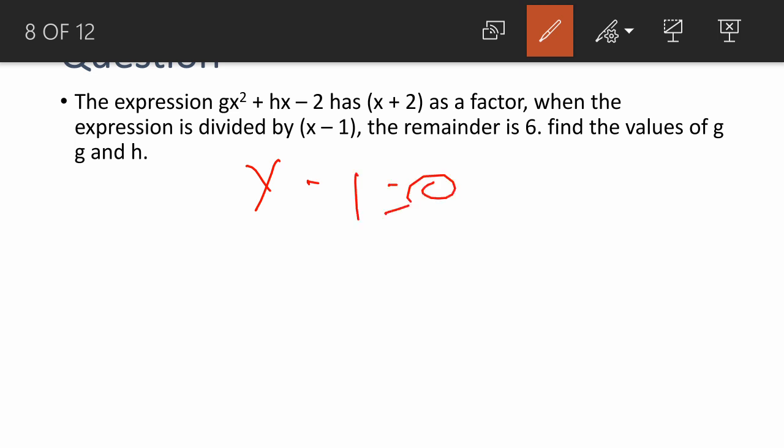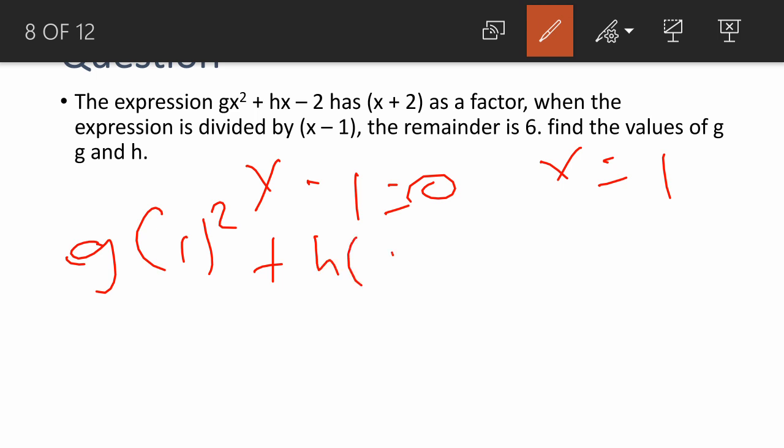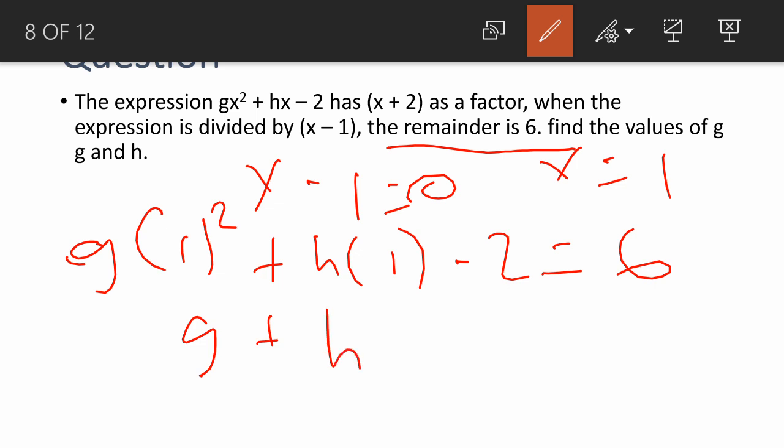Let x minus 1 be 0. So it means that x now is equal to 1. If we substitute that there, we are going to get g into 1 squared plus h into 1, then minus 2 equal to 6. Why 6? We are told that the remainder is 6 when it divides by x minus 1. So this is going to be g plus h equal to 6 plus 2. If minus 2 crosses the equal sign, it's going to give us 8. So we have g plus h is equal to 8.